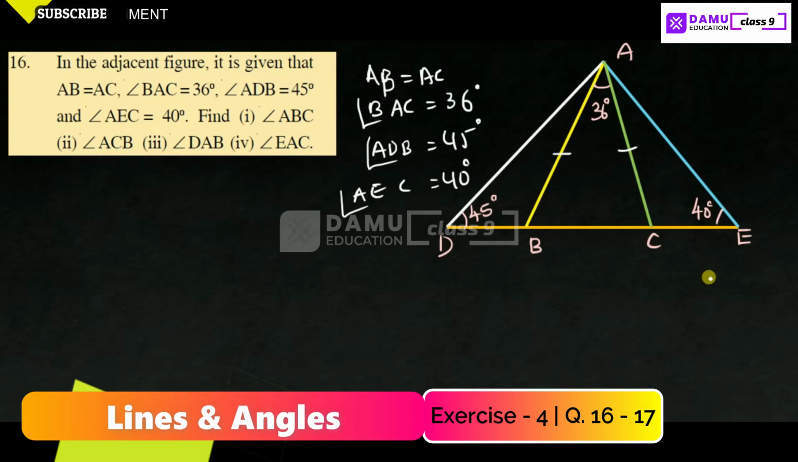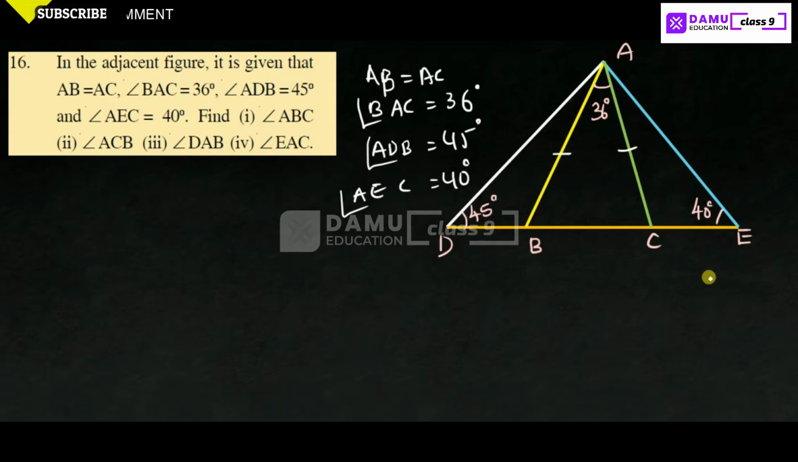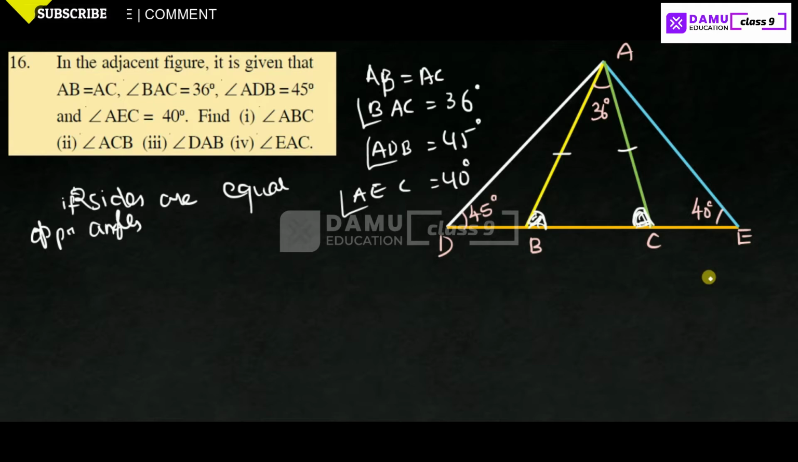So in an isosceles triangle, if two sides are equal, then the opposite angles are also equal. So what you can say here is angle B equal to angle C. Let's take this as x degrees and x degrees.